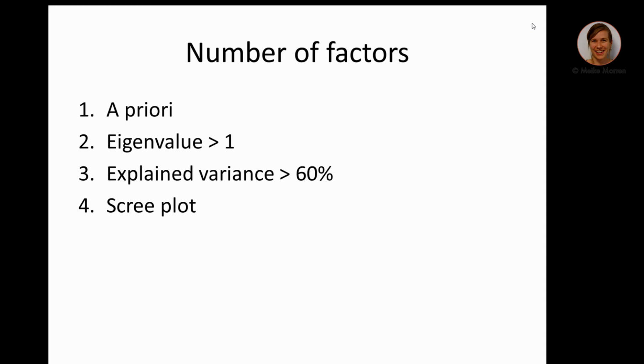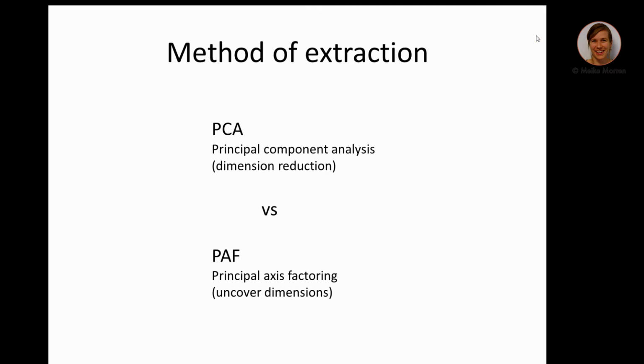A second way to decide on the number of factors is the eigenvalues. The eigenvalues are calculated by SPSS. If they are larger than 1, by default, SPSS decides that these components or these factors are substantial enough to explore them further. Another way to select the number of factors is the explained variance of all the factors that you extract together. So if you extract 3 factors, you would sum the explained variance of the first 3 factors.